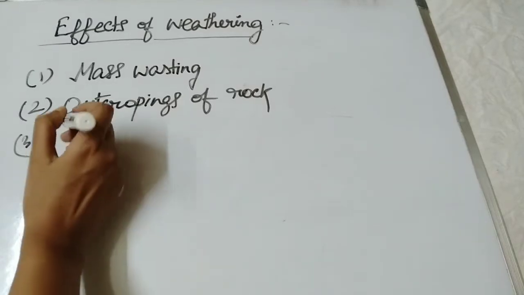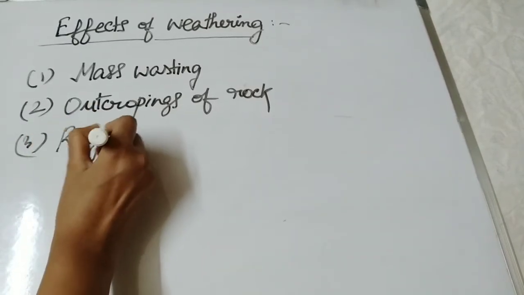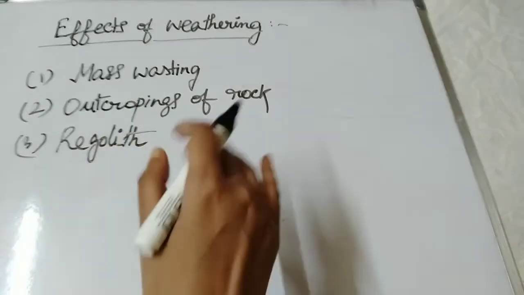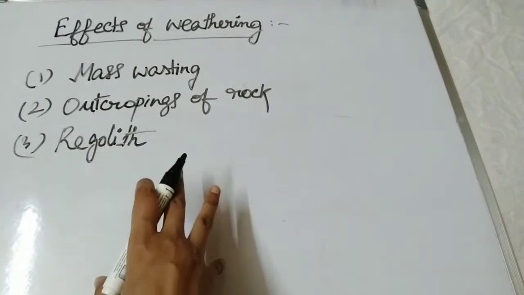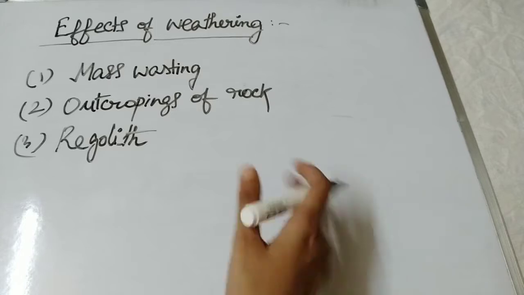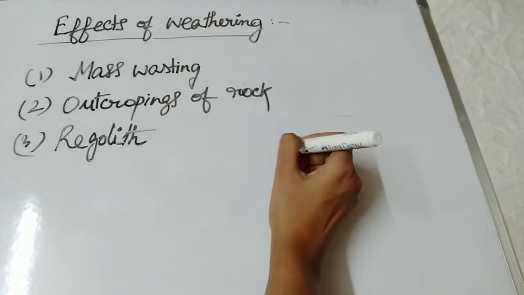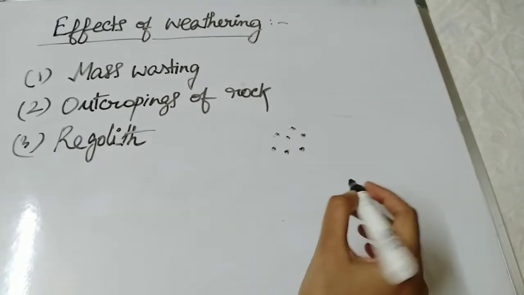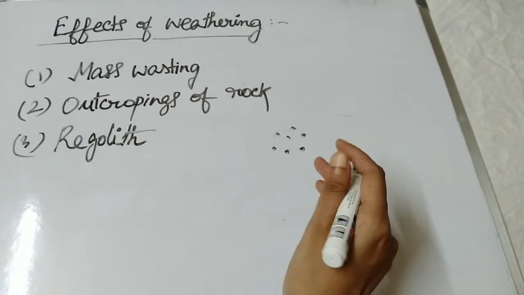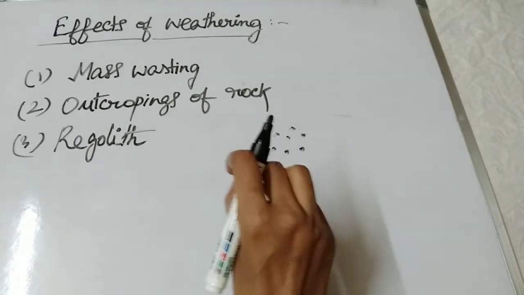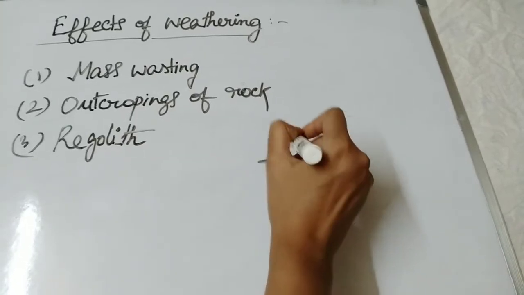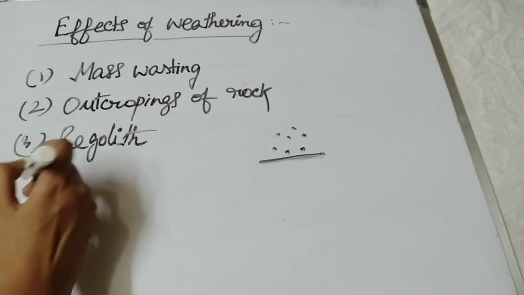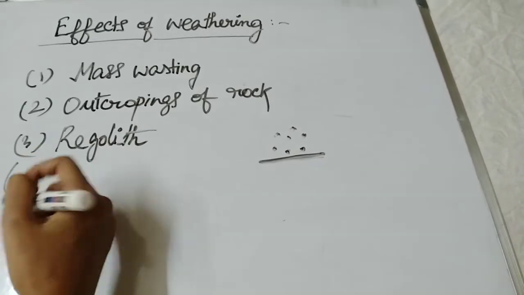Next one is regolith. Regolith is also affected by weathering. It is an effect of weathering. It is mainly caused by the disintegration of weathering and produces a layer of loose rock materials. Regoliths are this kind of loose rock materials over the primary rock bed. Suppose this is the primary rock bed, and over it these are the loose rock materials. This is called regolith.